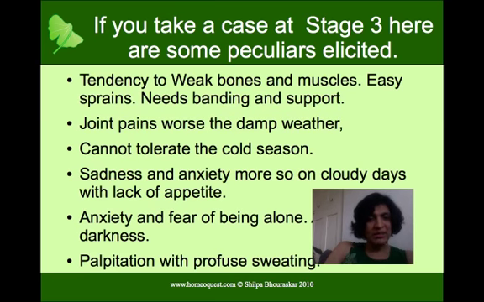So now the patient says they've always had this tendency to have weakness of the bones and muscles, and a tendency to have easy sprains, the ankles or the knee joints spraining and always needing support. They say the joints, the pains are always worse in the damp cold weather. The lady cannot tolerate any cold, and she's quite anxious and very, very sad, especially when the days are a bit more cloudy, and there's a lack of appetite with that. And there is this anxiety of being alone. And all this has started since her husband has died.